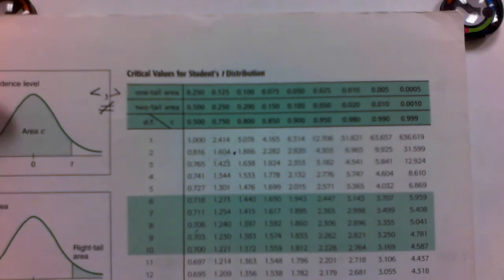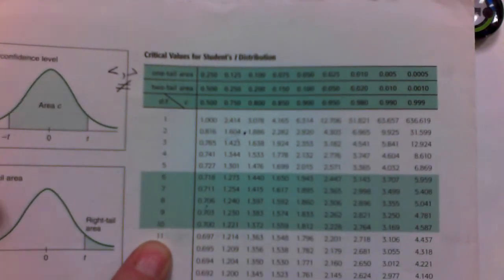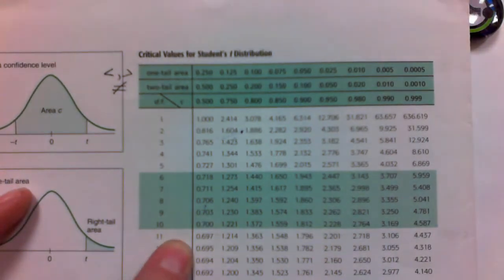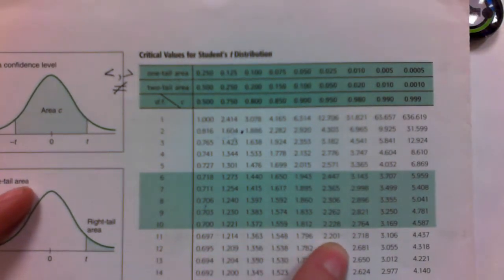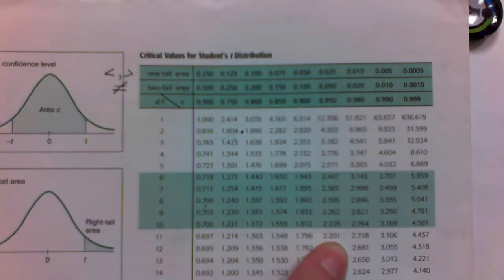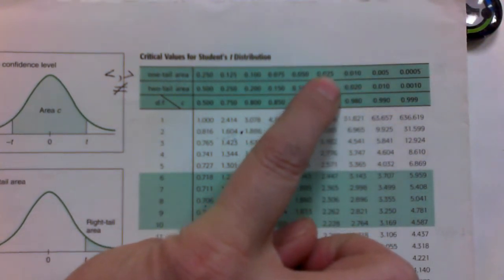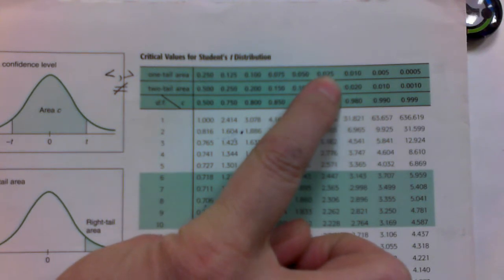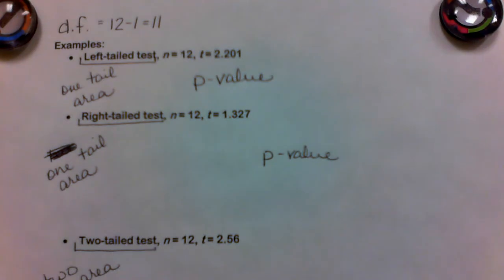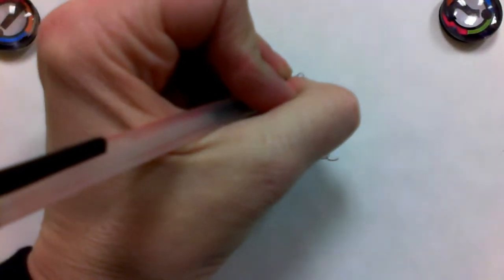So what we're going to do is go to the table. Our DF is 11, which is right here, and I'm looking for 2.201, which is right here. Now, we were told it was a left-tailed test, so that means it's a one-tail area. So I'm going to travel up, and the very top row was the one-tail area. So this value where my finger is what your p-value is, which is 0.025. So my p-value is equal to 0.025.